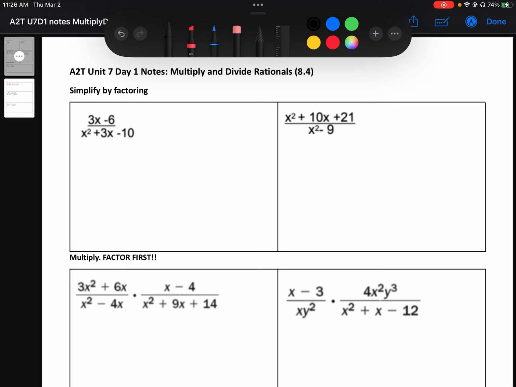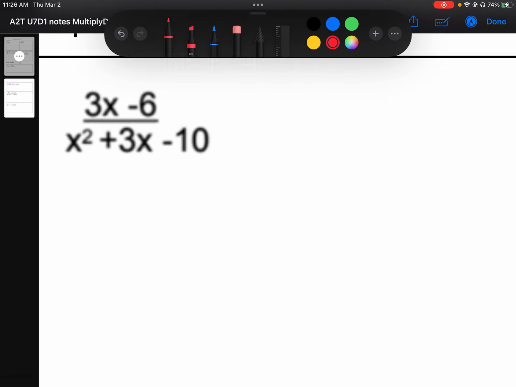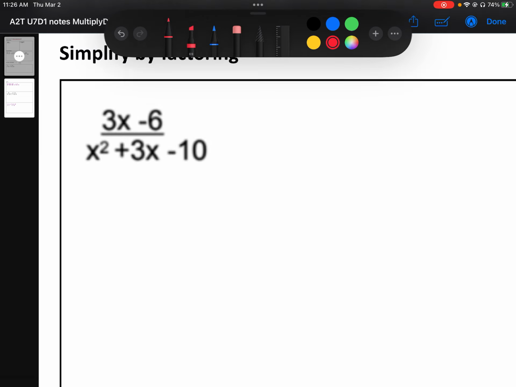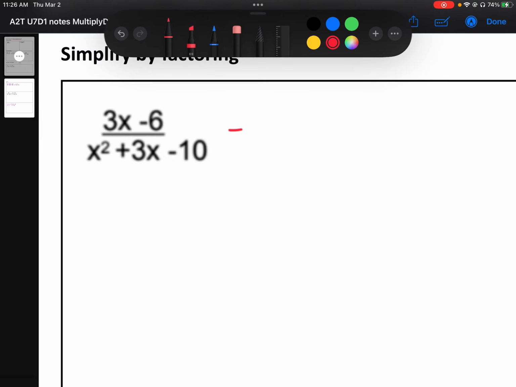Okay, today we're moving on to Unit 7, Day 1, and we're talking about multiplying and dividing rationals. As we are simplifying, we are going to be doing a lot of factoring. So in my numerator, I'm going to factor out a 3x and a negative 6. I can divide those both by 3, so I'll factor out the 3. 3x divided by 3 is 1x, or just x. Negative 6 divided by 3 is negative 2.